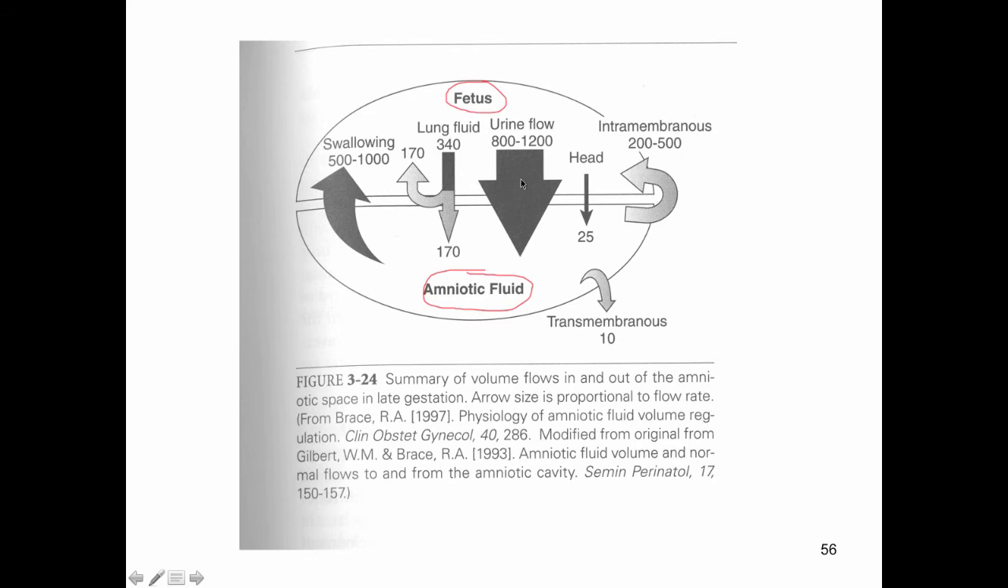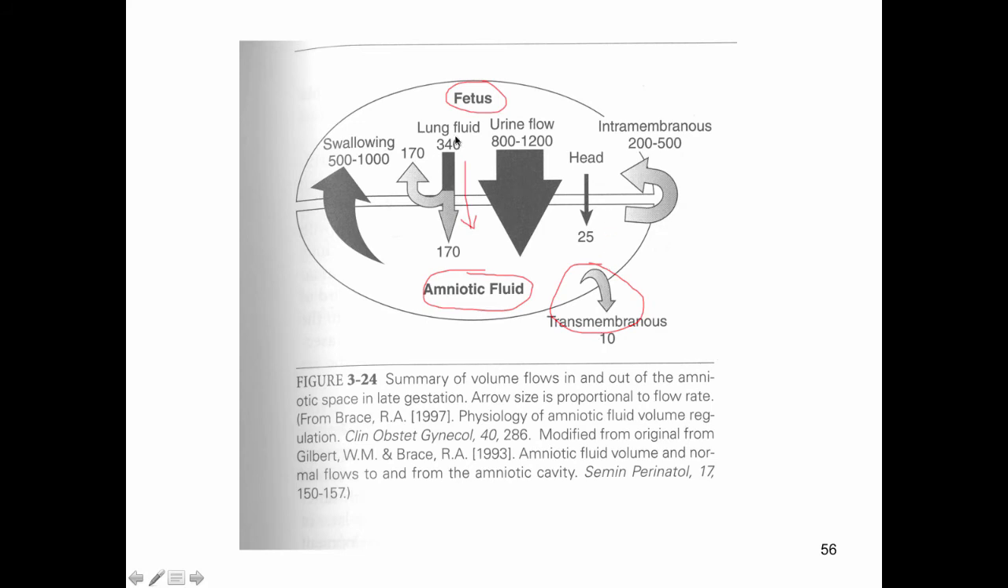And what we see is that the arrows that point from the fetus into the fluid represent sources of input, sources of amniotic fluid production. Okay? And the arrows that go from the amniotic fluid back into the fetal compartment represent outputs. So this really is depicting the circulation or turnover of amniotic fluid. And then some fluid actually can cross the amniotic membrane and be removed that way as well.